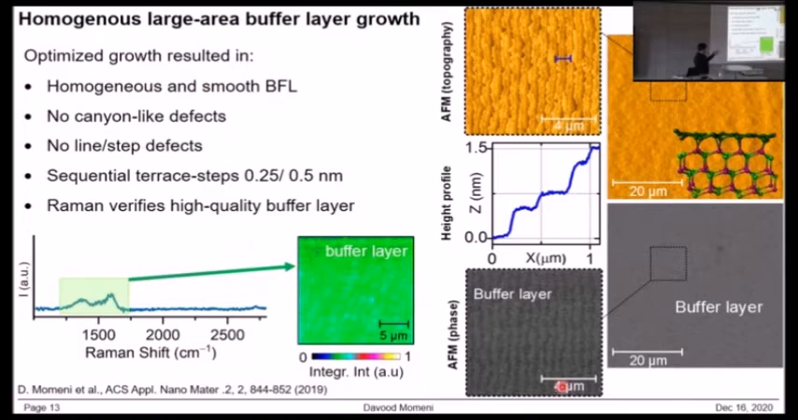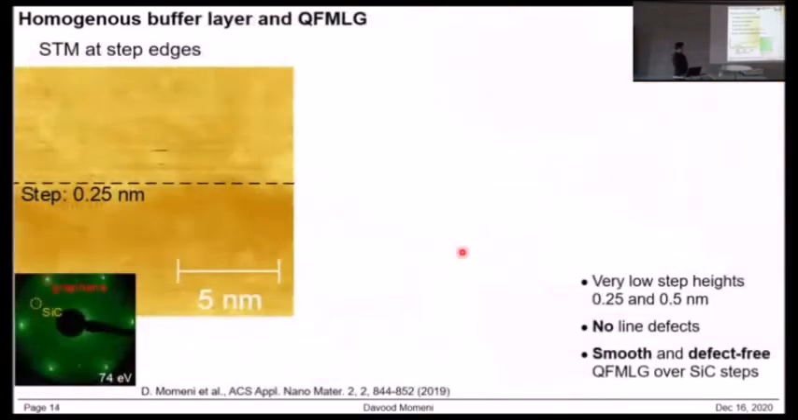So the step bunching has been very highly suppressed. So we have very small steps. We don't see any defects, and you can also see in the Raman spectroscopy of the buffer layer spectra here, mapped here, a very homogeneous buffer layer. Good. We can test the quality of the buffer layer by applying hydrogen intercalation.